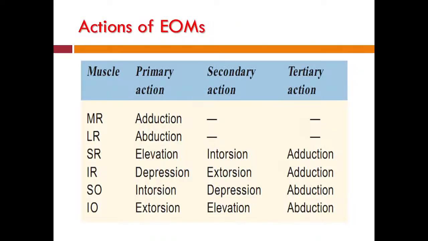Now, all the muscles except the MR and LR have secondary and tertiary actions. Why so? Because the medial and lateral rectus have a straight insertion. They come straight from the annulus and insert 5.5 and 7 millimeters away from the limbus in a straight line, so they have only a single action. Medial rectus does adduction, lateral rectus does abduction. But the other 4 muscles have an oblique insertion, and the obliques also have a different course.